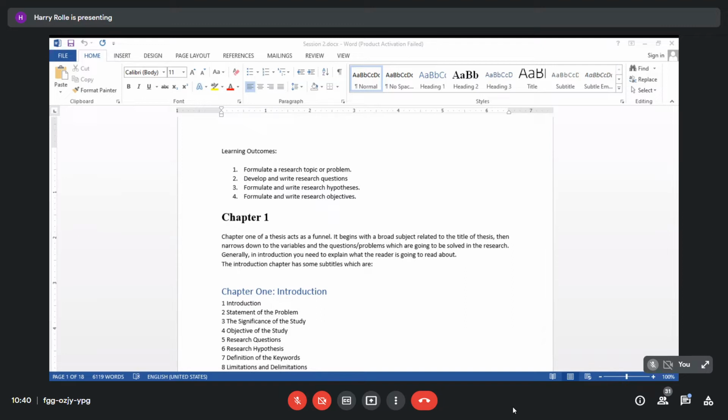So this is where I'm going to start, we're going to talk about chapter 1. Okay? So here, on chapter 1, one of the thesis act as a panel, it begins with a broad subject related to a title of the thesis, then narrows down to the variables and the question problems which are going to be solved in the research. And generally, in introduction, you need to explain what the reader is going to read about.